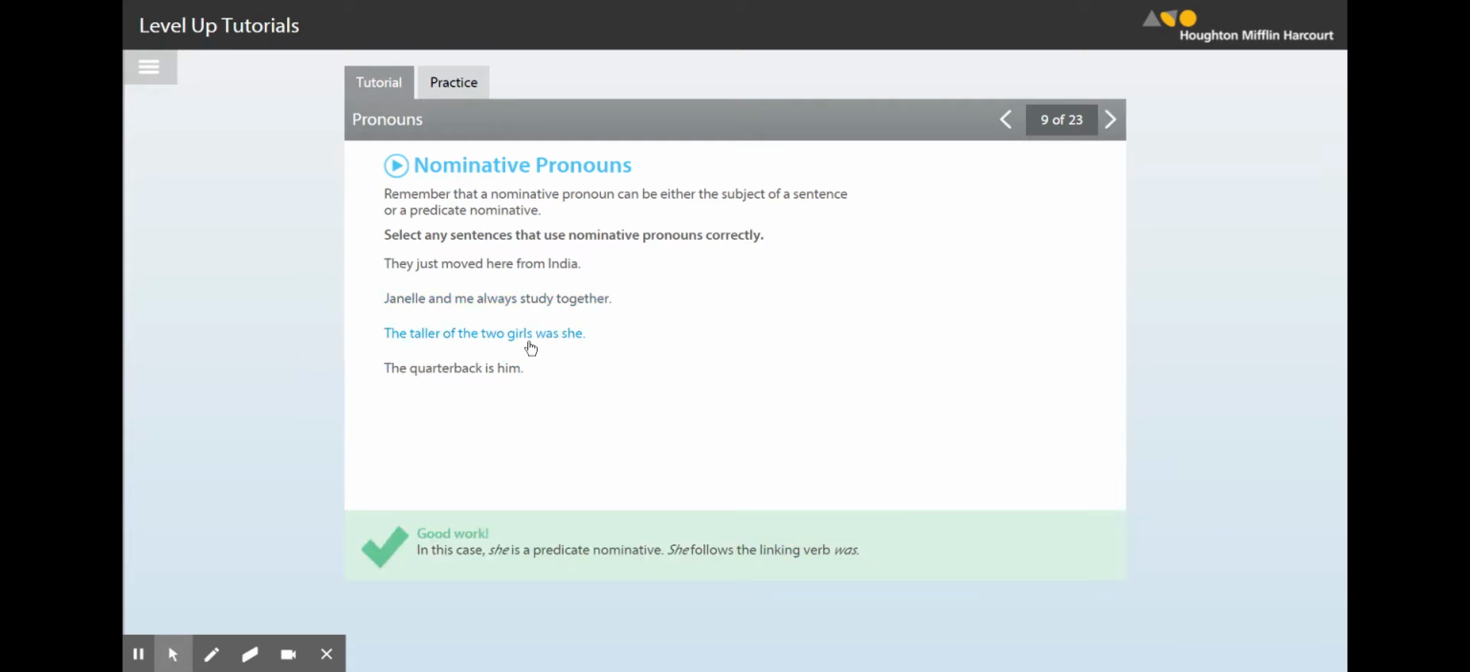The taller of the two girls was she. So here I have she being used as a predicate nominative, and it's following the linking verb was. The quarterback is him. At first glance, this one may look correct because it looks similar to the sentence that came previously. The pronoun here is a predicate nominative, but it needs to be in a different form. It needs to be he and not him. So it should read, the quarterback is he.